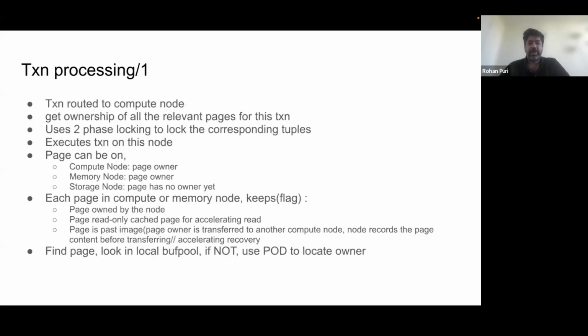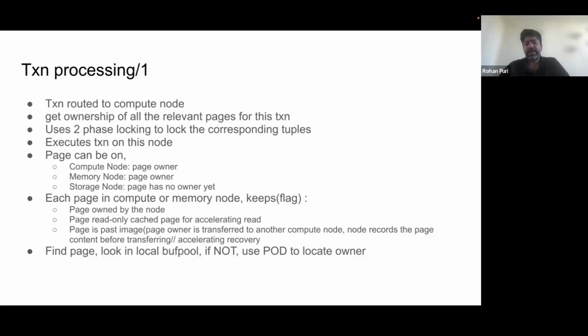So now let's get into how a transaction is processed. A transaction is routed to a compute node, and as mentioned earlier, you have to get the ownership of all the relevant pages. Then it uses two-phase locking to lock the corresponding tuples inside a page, and the transaction executes on this node.